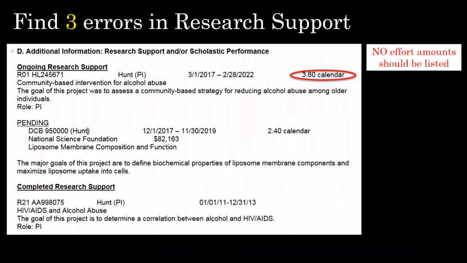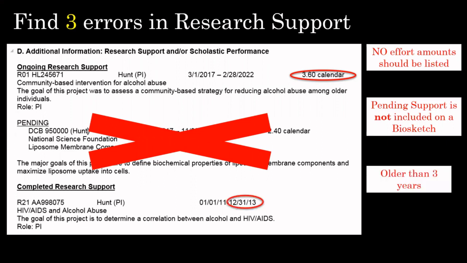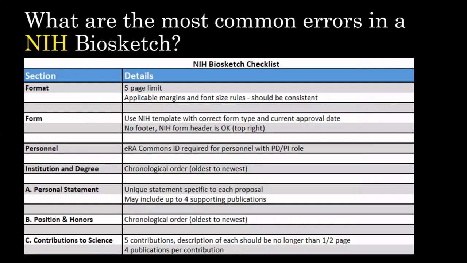So the first one is there should be no effort amounts listed on the biosketch, and that's a common mistake we see. And the second one is there should be no pending on the biosketch, absolutely no pending. And then the third one is we see a lot of outdated grants that are older than 3 years that show up on the recently completed research support. So 2013, that one needs to go.